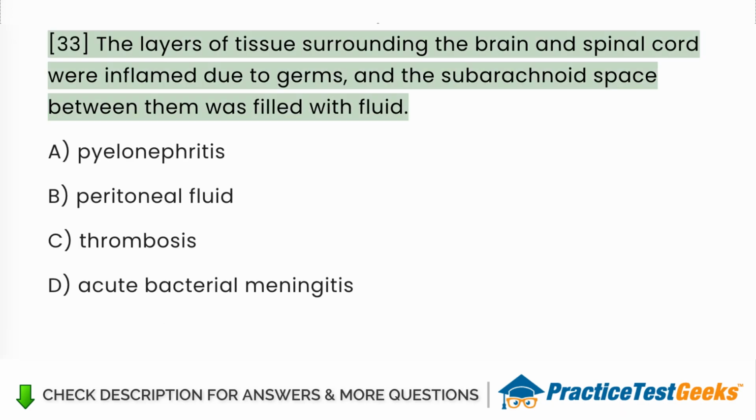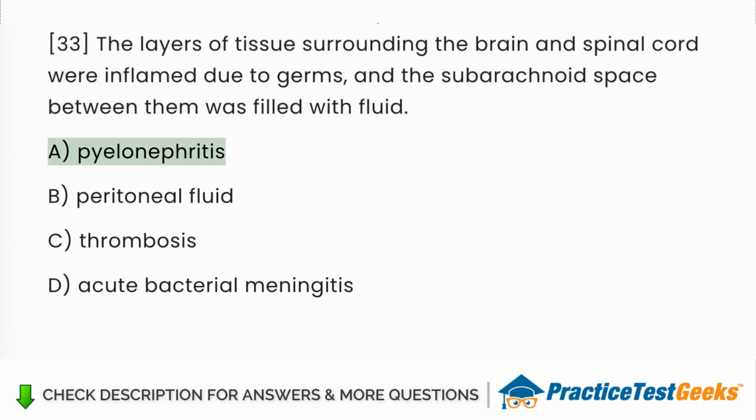The layers of tissue surrounding the brain and spinal cord were inflamed due to germs, and the subarachnoid space between them was filled with fluid. A. Pyelonephritis. B. Peritoneal fluid. C. Thrombosis. D. Acute bacterial meningitis.